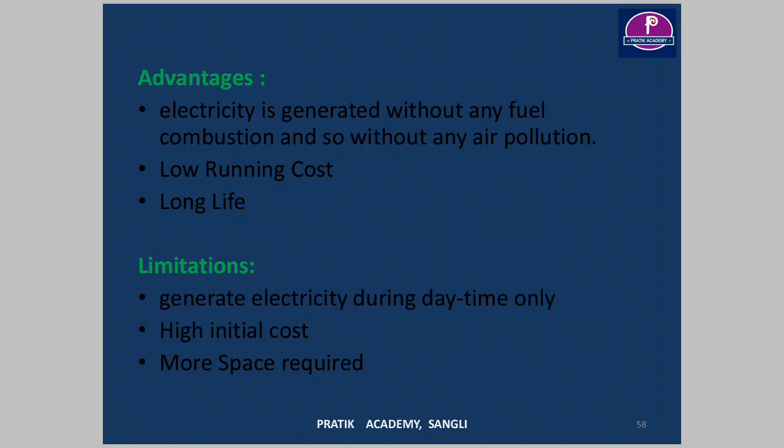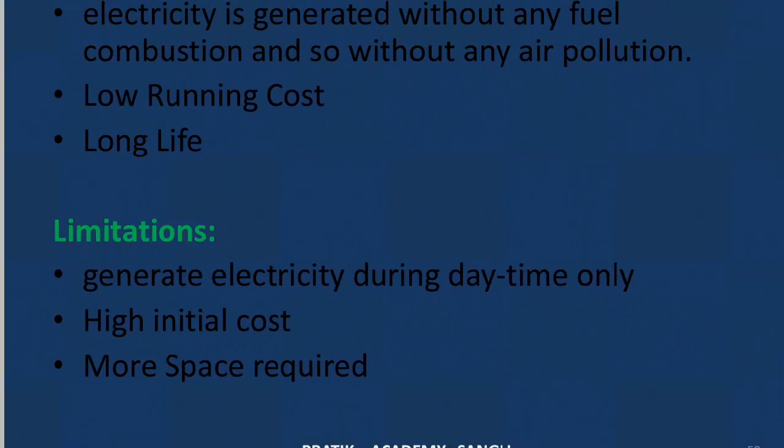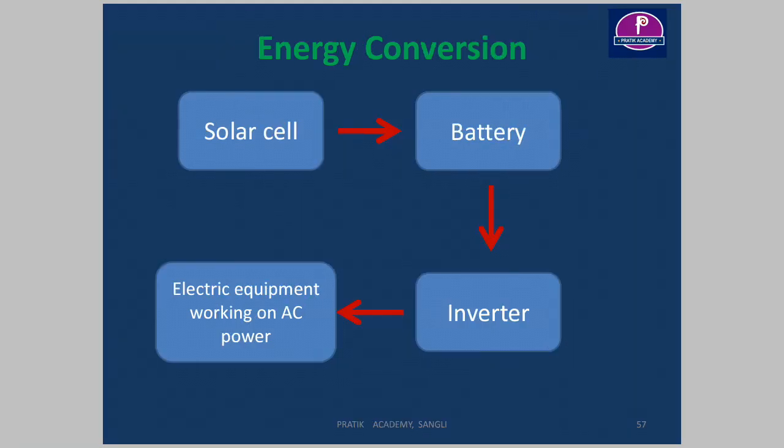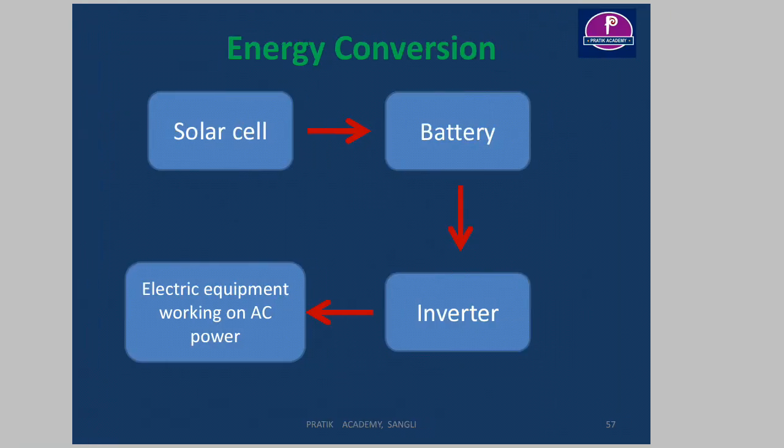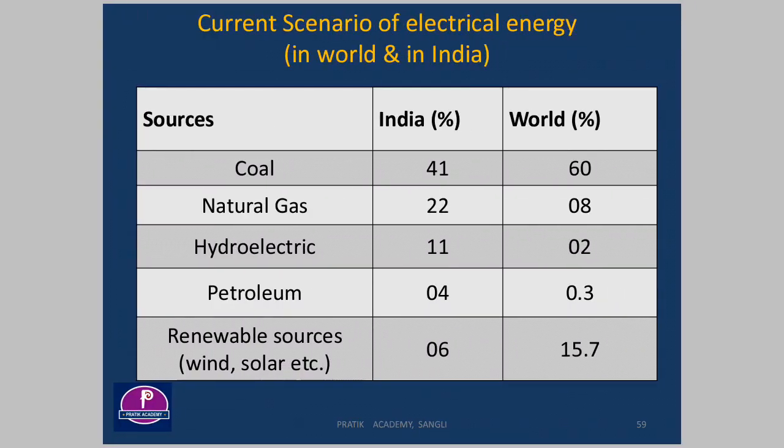Then limitations. The first limitation, as we have discussed earlier, is that it generates electricity during daytime only. Therefore, in night time we require a battery for storage of energy. Then there is high initial cost, and more space is required. These are some limitations.